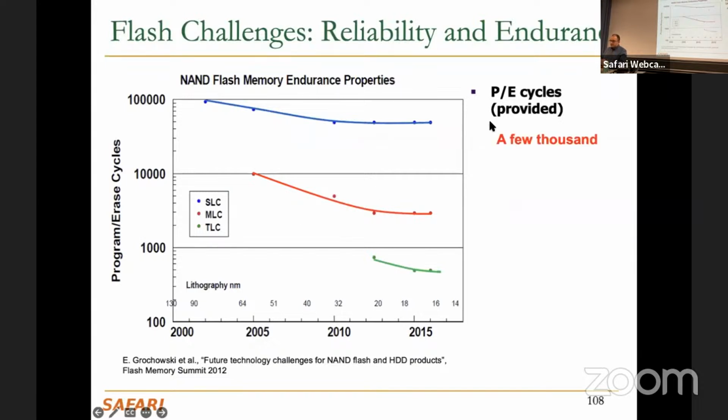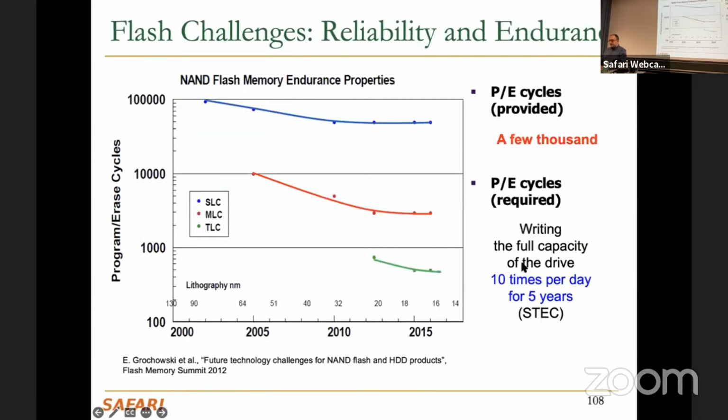So first of all, the P/E cycle provided is a few thousand for MLC NAND flash memory, for example. But the P/E cycles required by the standard are like 10 times per day for 5 years. That's the endurance that you need to provide based on some standard, essentially. And that means you need to provide something around 50K P/E cycles, which you can see that we are far away from.